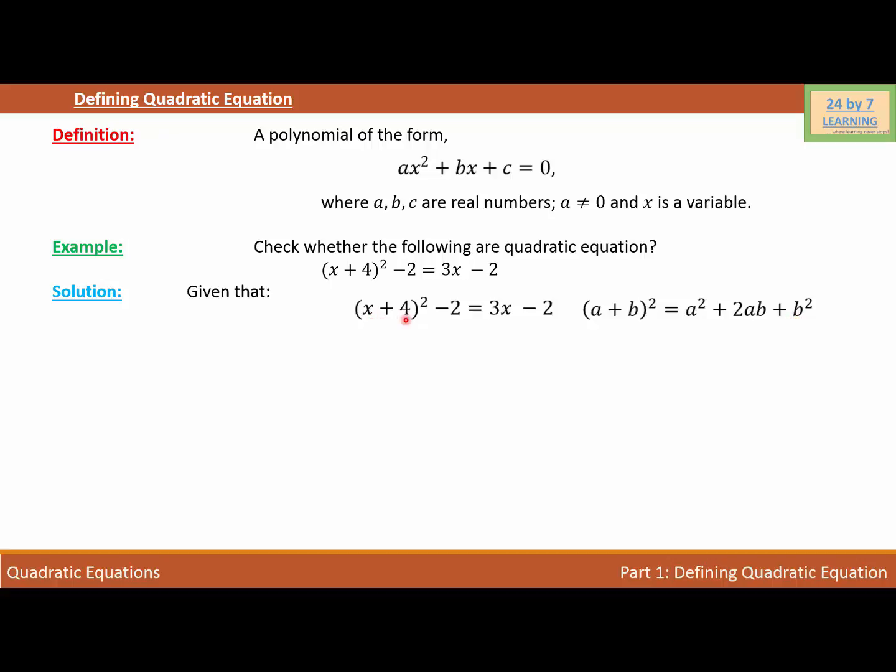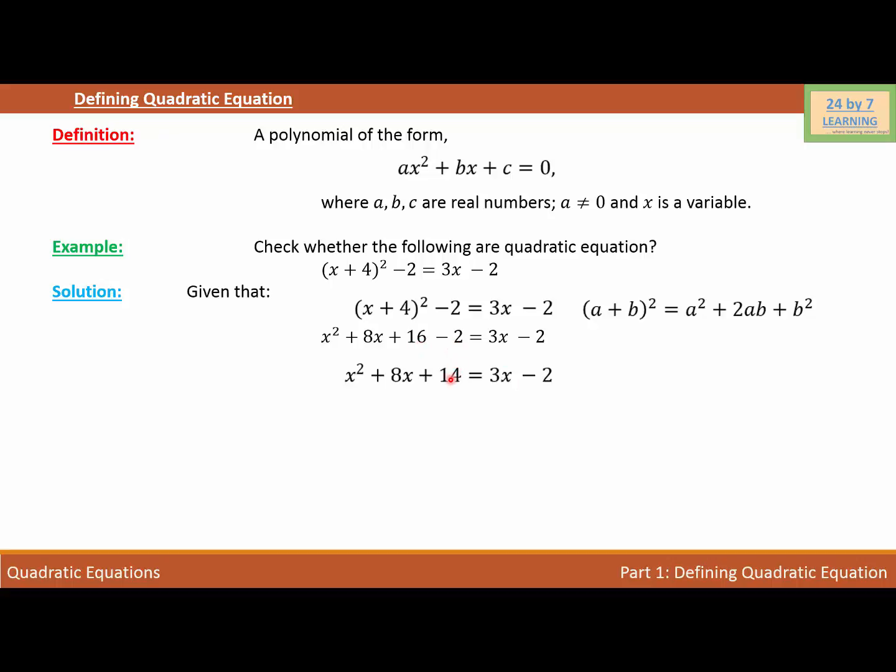Now if you look at this term, you will see x is my a and 4 is my b. So I'm going to solve using this formula, and if I do that, I will write a square, which is x square, plus 2ab. 2ab is 2 times x times 4, which is 8x, and b is 4, so 4 square is 16. So this is my a square plus 2ab plus b square, minus 2 is equal to 3x minus 2. Now let's simplify this further, and if we do that, we will get x square plus 8x plus 14 is equal to 3x minus 2, because 16 minus 2 is 14.